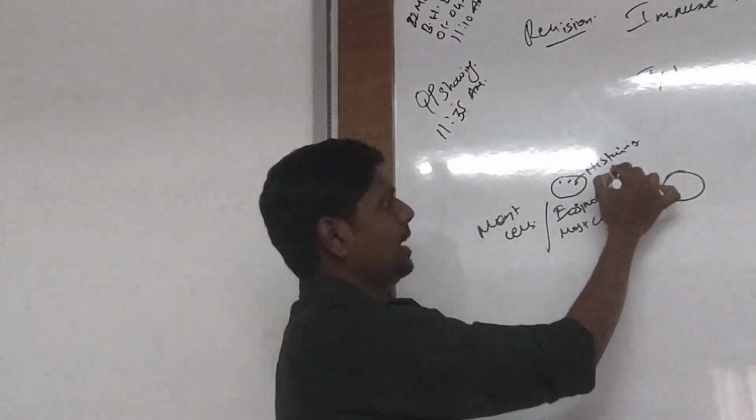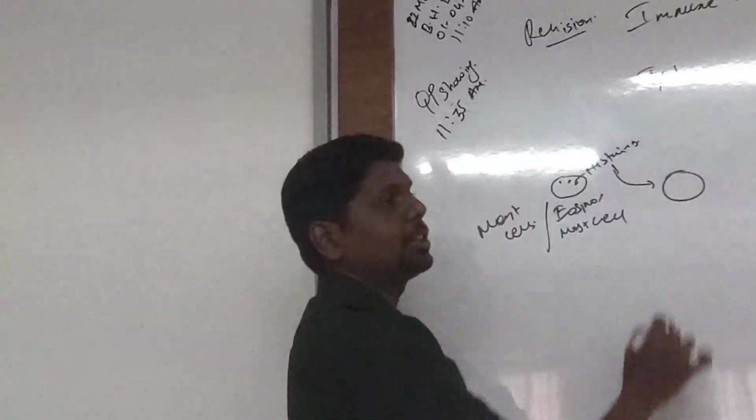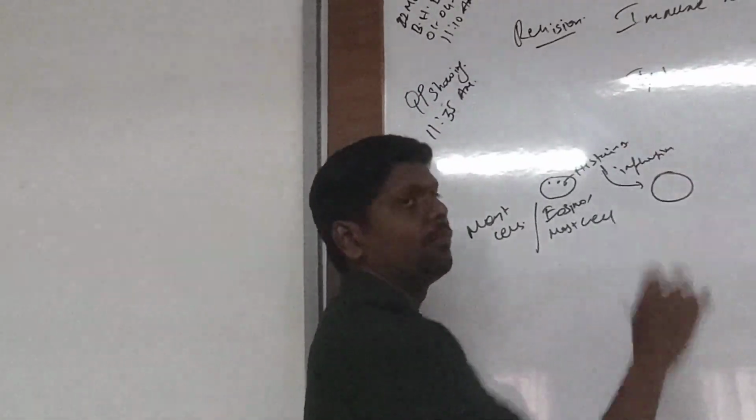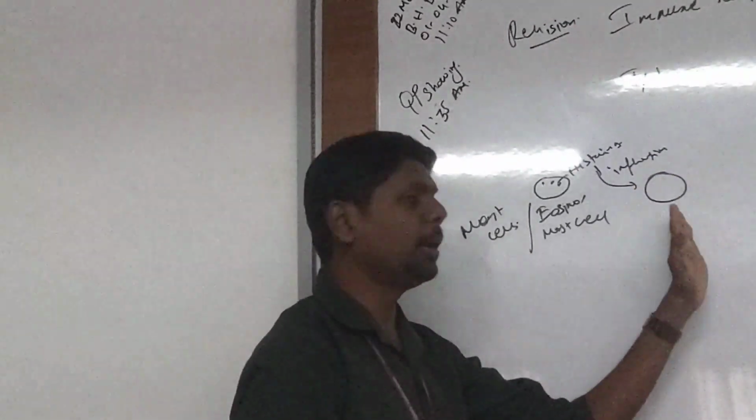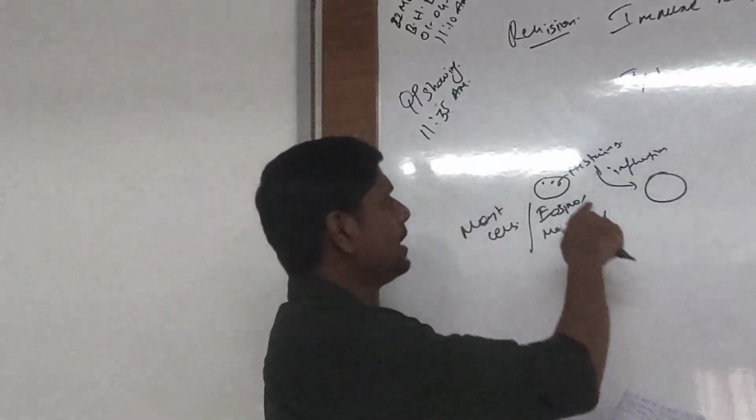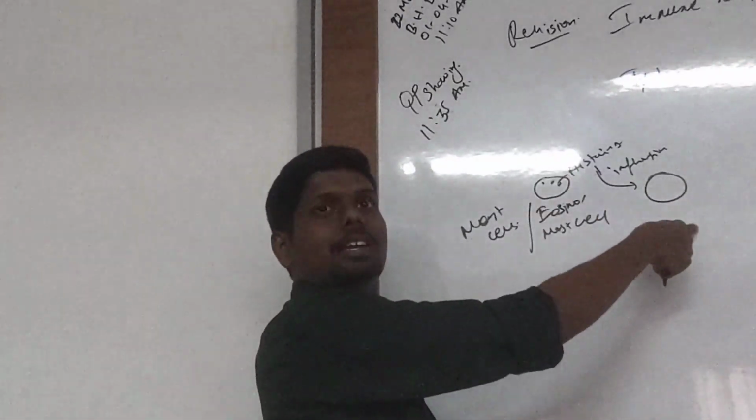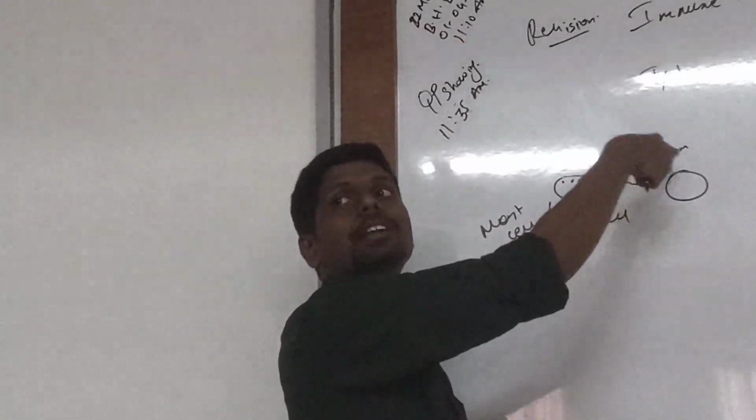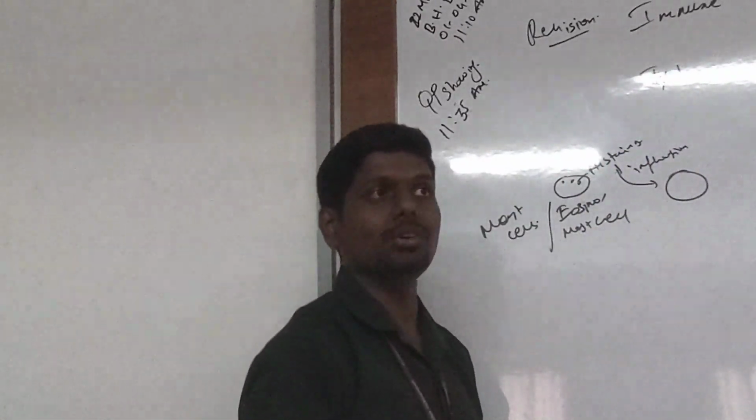These histamines will destroy the pathogens by inducing inflammation. By inducing inflammation, histamines will kill the pathogen. That means it is not the eosinophil that is killing the pathogen, rather the histamines within the eosinophil are killing the pathogen. That we understood.